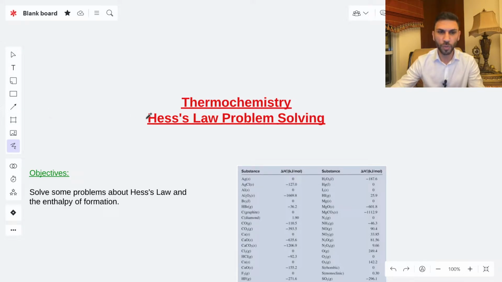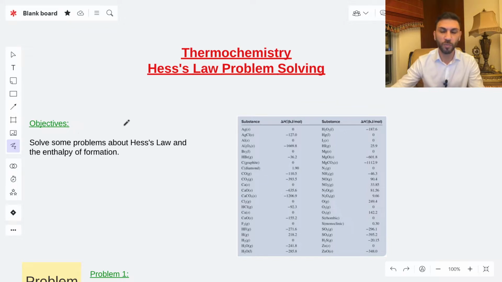In a previous video, we were talking about Hess's Law and the heat of formation. Today, our objective is to solve more problems about Hess's Law and the enthalpy of formation. We're going to use this table in order to find some enthalpies of formation for some substances.